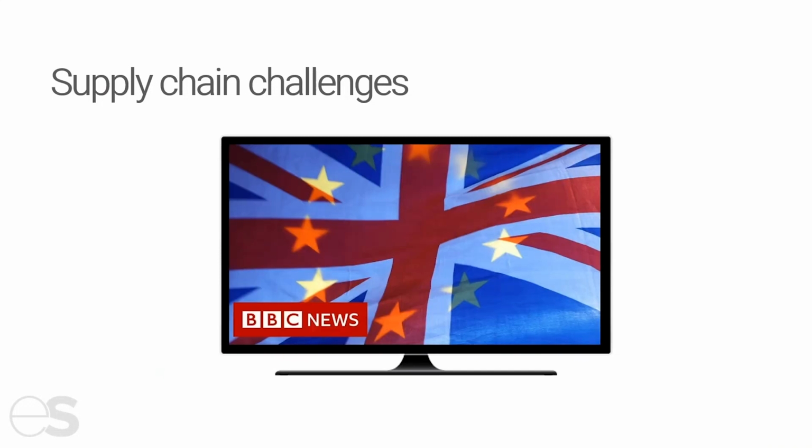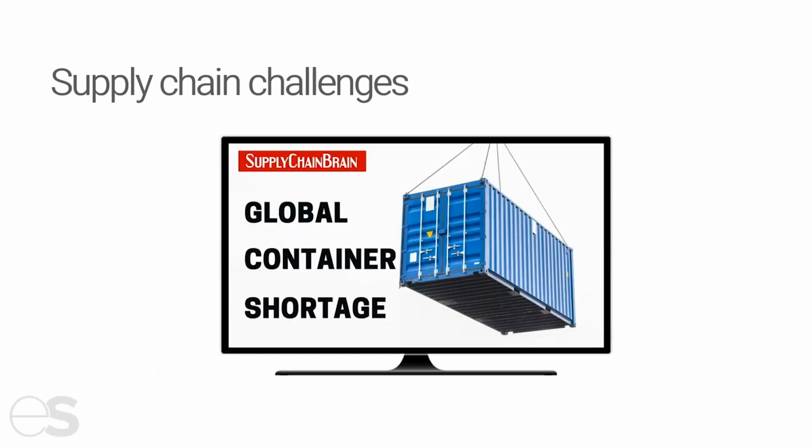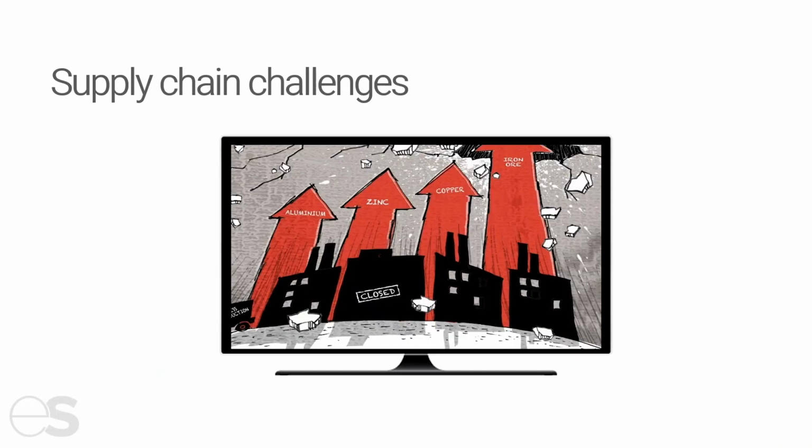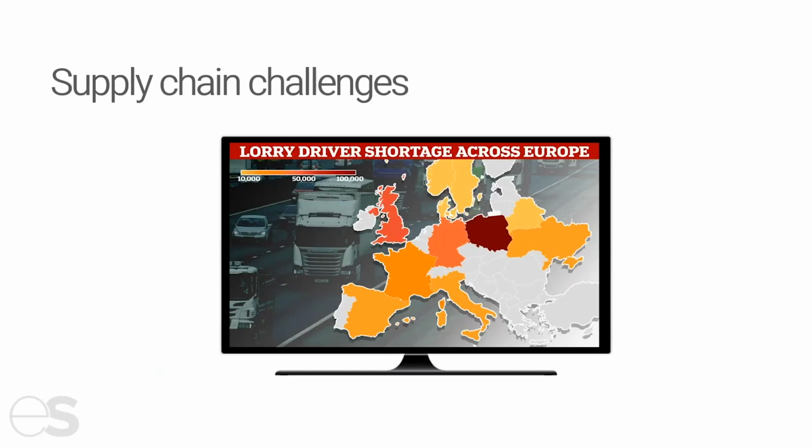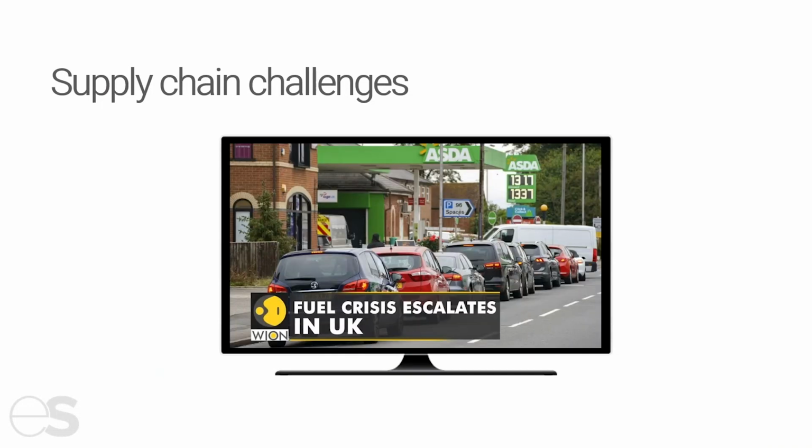These have included Brexit, which has been a big issue for the UK and some European companies too. We've had a global container shortage. There's been a big increase in the price of raw materials and a lack of supply of raw materials. And also there was the lorry driver shortage across Europe. So basically, there's been lots and lots of challenges that businesses have had to face, and these challenges have drastically slowed down the supply chain. Oh, and the fuel crisis too. Who can forget that?